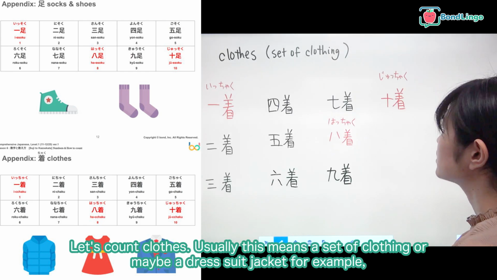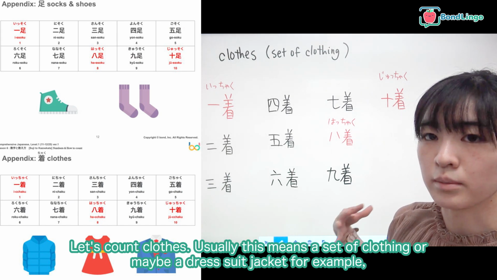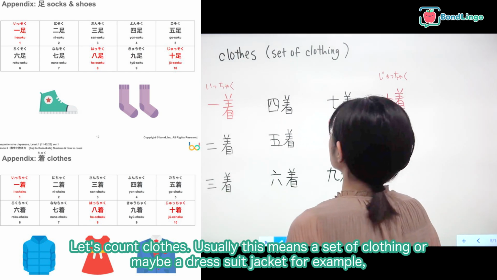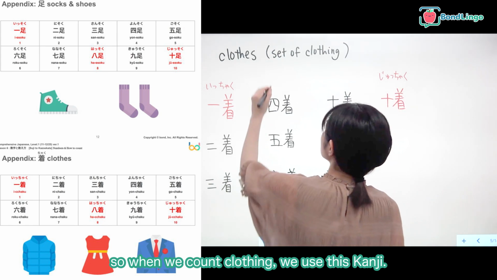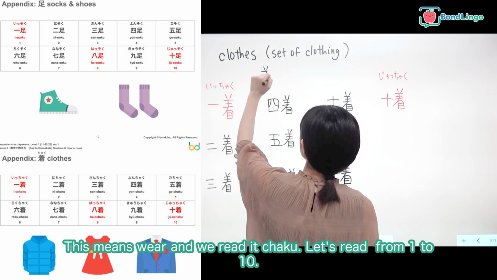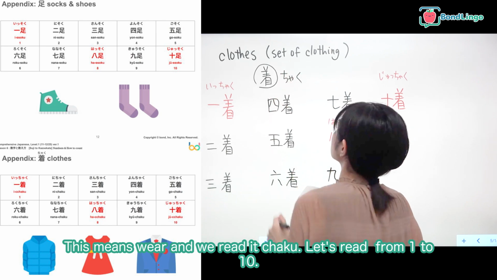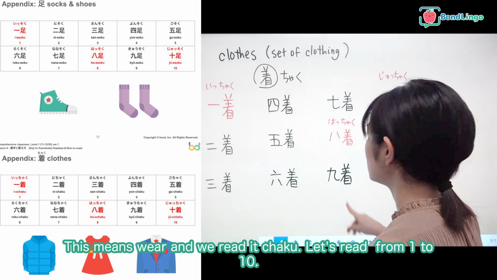Now let's count clothes. Usually this means a set of clothing, or maybe a dress, suit, or jacket, for example. When we count clothing, we use this kanji. This means wear, and we read it chaku. So let's read from 1 to 10.